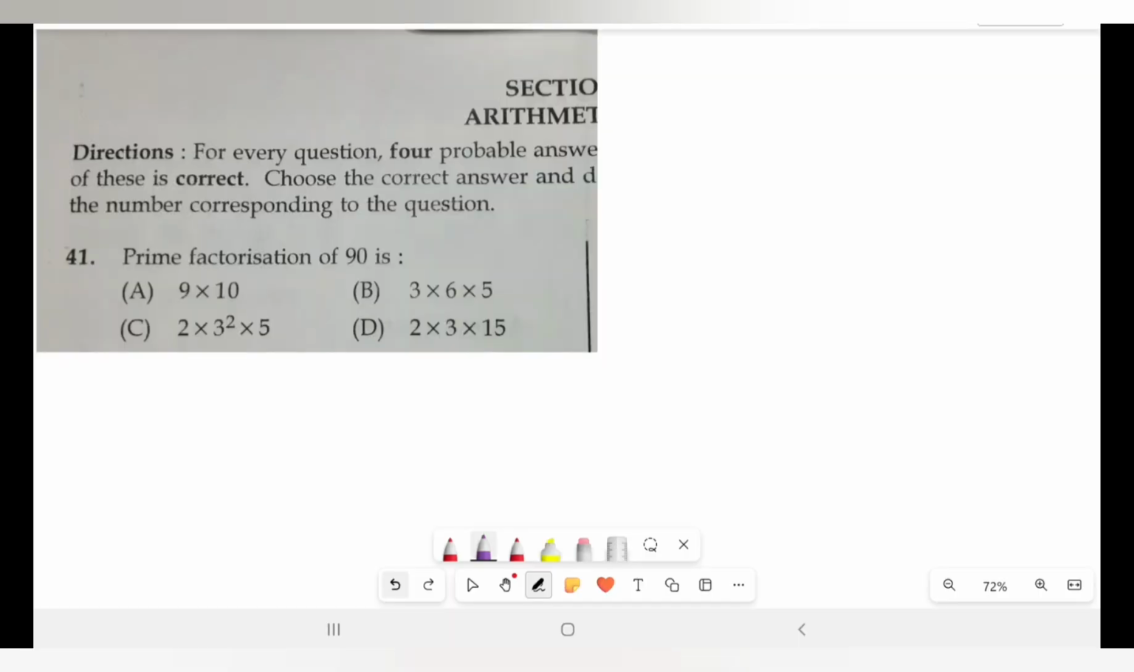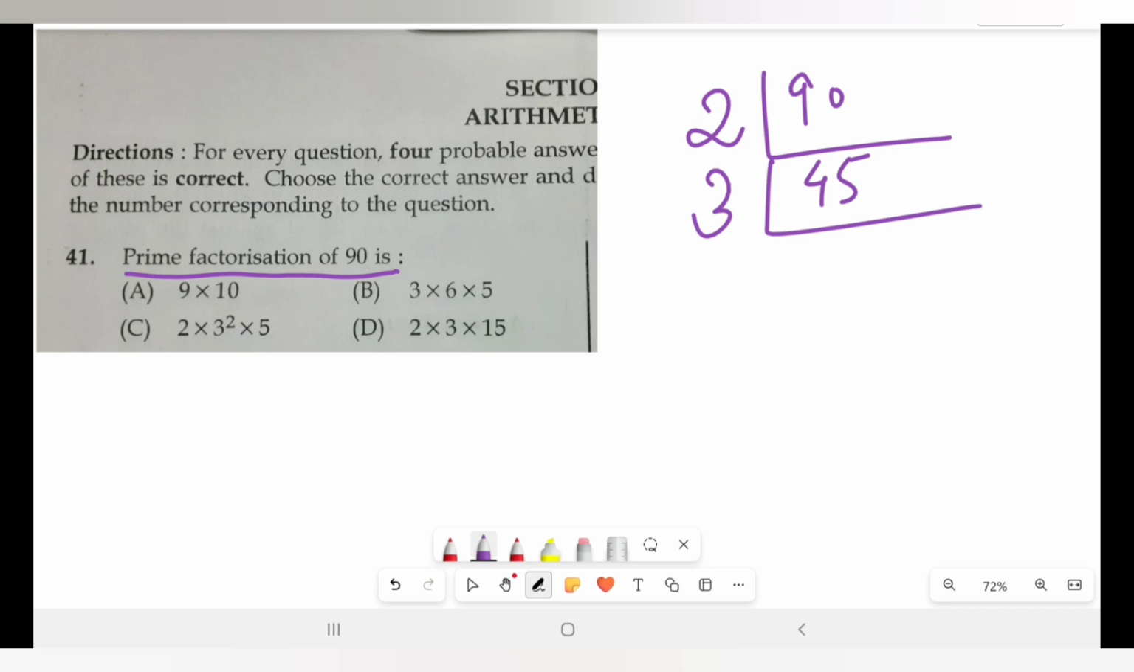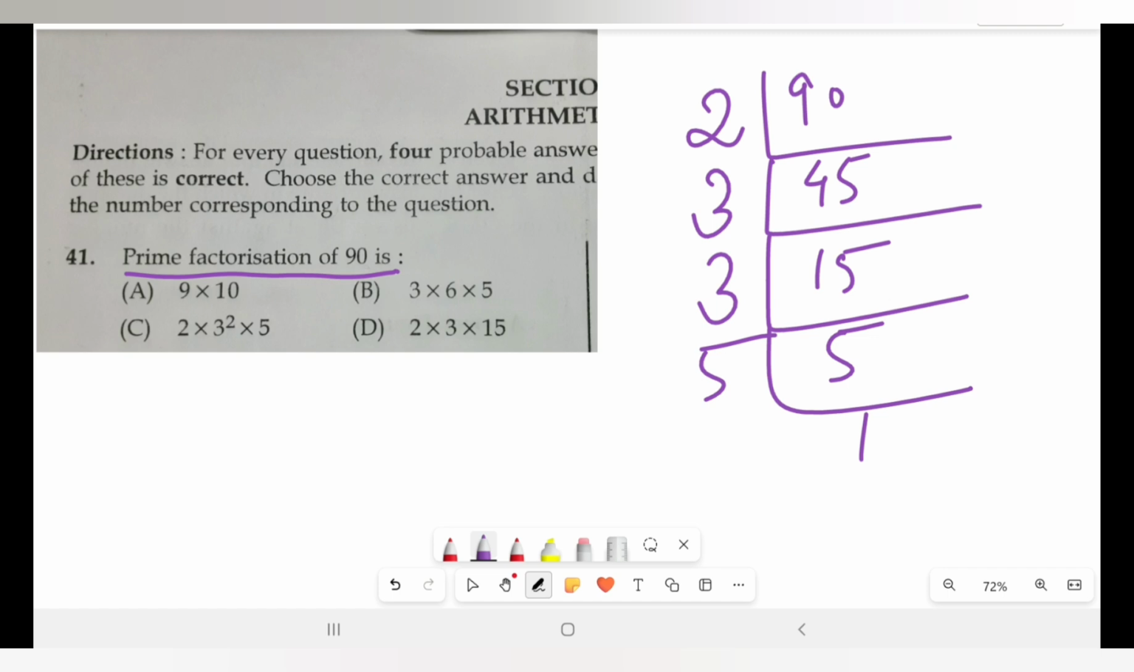Here in this question, the prime factorization of 90 is very simple. You just have to do the prime factorization of 90. So 45 into 2 is 90, then 3 into 15, and again 3 into 5 is 15, and 5 into 1 is 5. That means this can be written as 2 into 3 to the power of 2 into 5. So option C is the right answer.